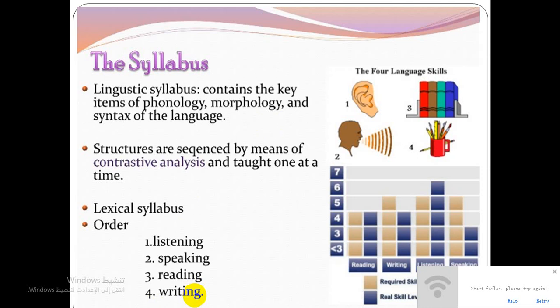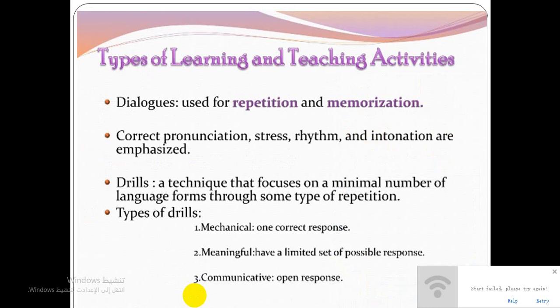introduced in this method. Types of learning and teaching activities: dialogues used for repetition and memorization, and correct pronunciation activities, where stress, rhythm, and intonation are emphasized. Drills are a technique that focuses on a minimal number of language forms through some type of repetition. Types of drills we have: mechanical, which has one correct response; meaningful, which has a limited set of possible responses; and communicative, which has an open response.